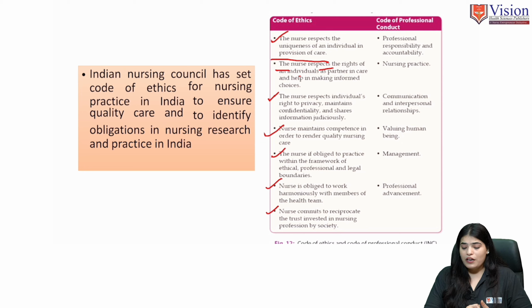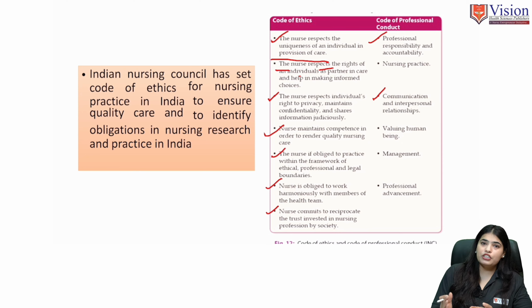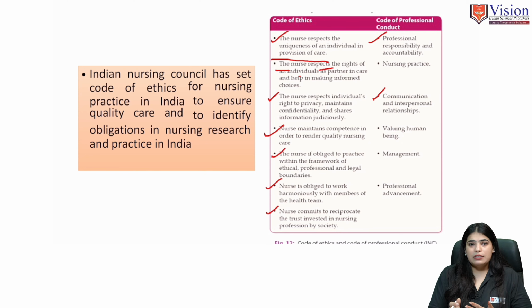First, professional responsibility and accountability. Nurses are responsible, nurses are accountable. As a nurse, you have to take responsibility for whatever tasks you are performing, and you have to be accountable for that. Okay, and next is communication and interpersonal relationship. Nursing is a profession where you have to communicate with the patient, with the family, and with the community. So you have principles of communication.